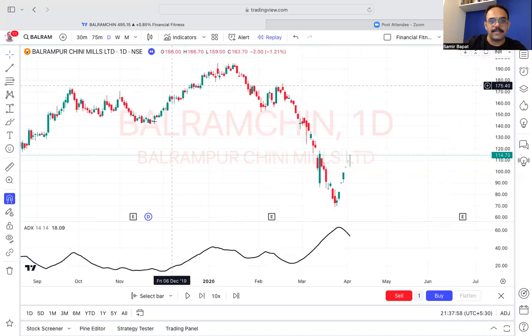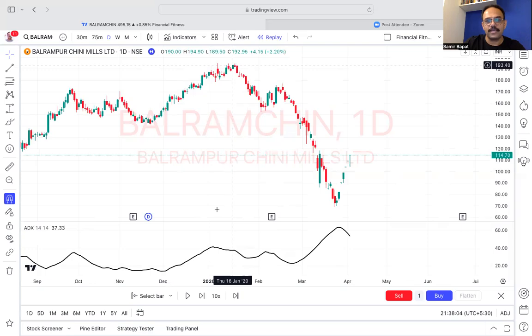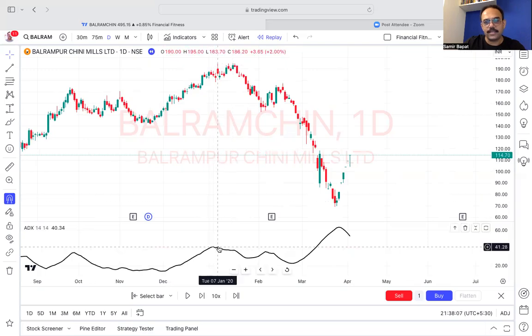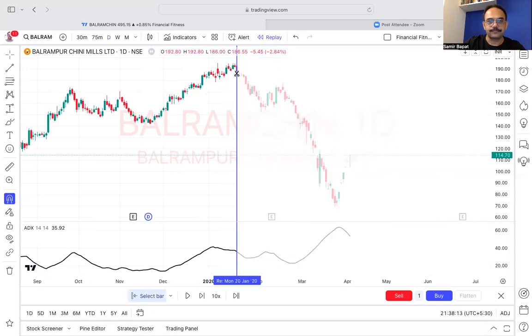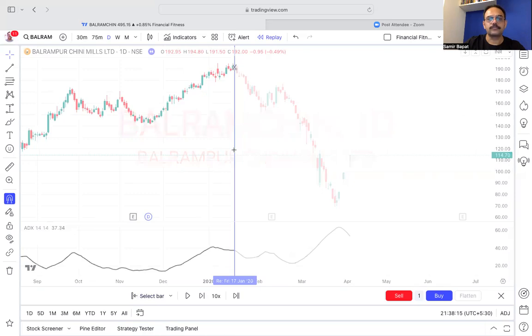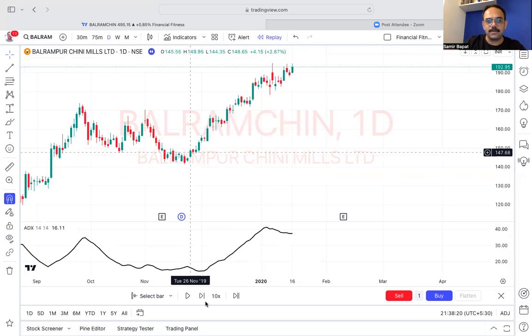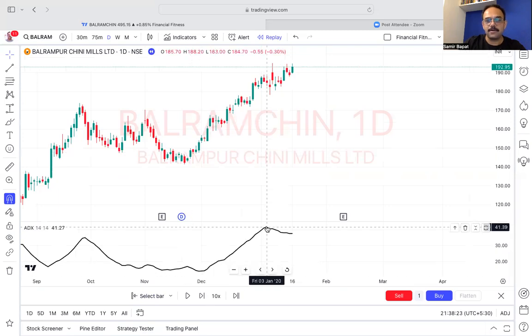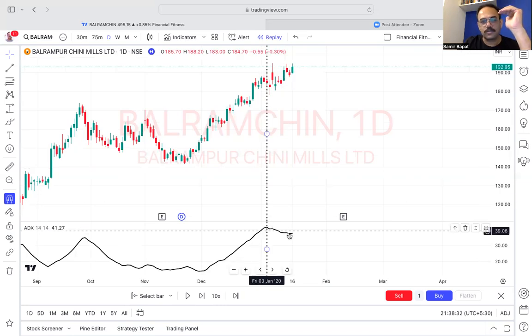See here also, the price is going up, ADX is going up. Then ADX starts falling from here. Even though it went up for a few days, the ADX started falling here. If you see, if I cut here, see, this is very distinctive here. The price went up, ADX went up, but from this point onwards itself, ADX started falling down. Though the price was going up, the ADX started to flatten out.